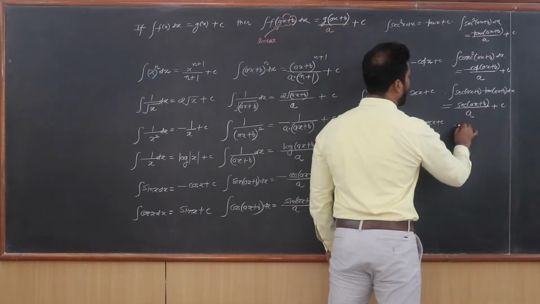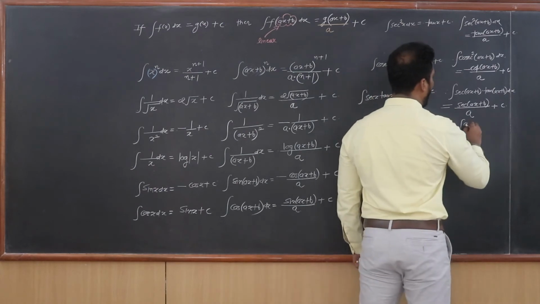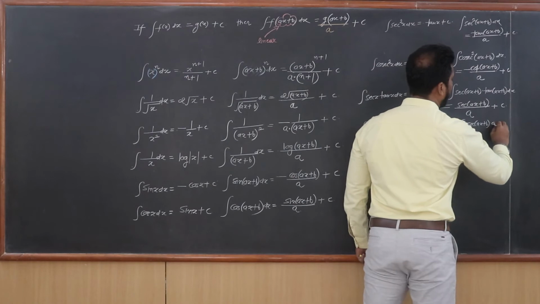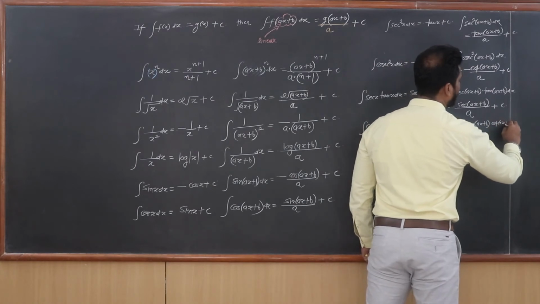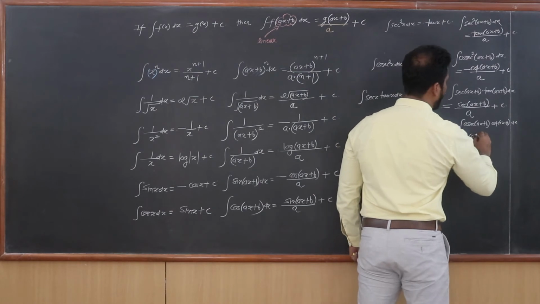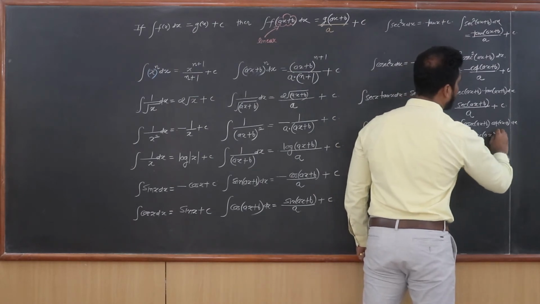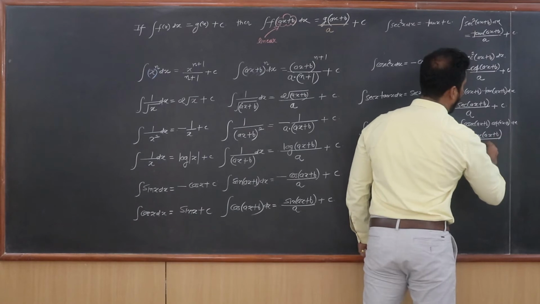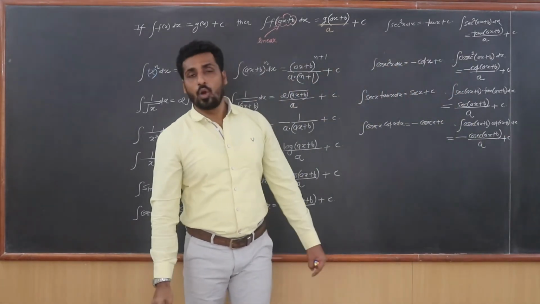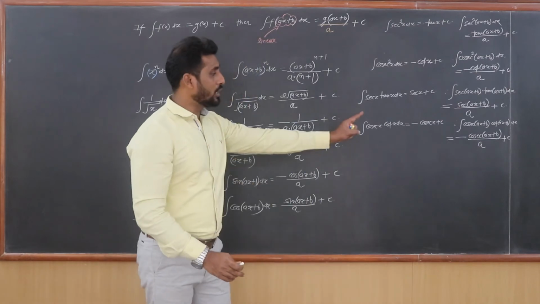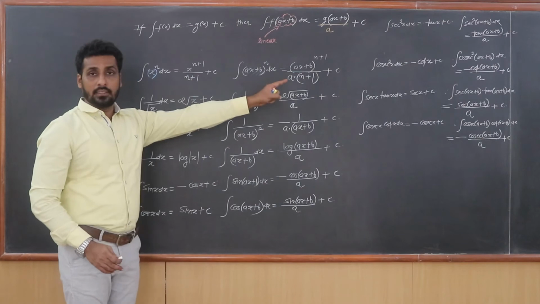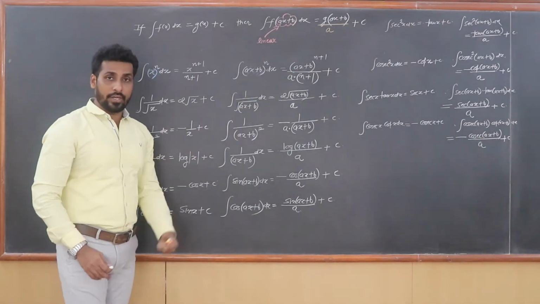So students, therefore if I ask you the integration of cosec ax plus b into cot ax plus b dx, my answer is going to be minus of cosec ax plus b, and always remember to divide the entire answer by the coefficient of x, which is a in this case, isn't it? So these were the trigonometric formulas, isn't it? The formulas for the trigonometric functions.